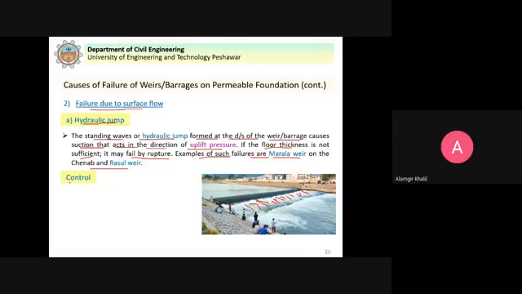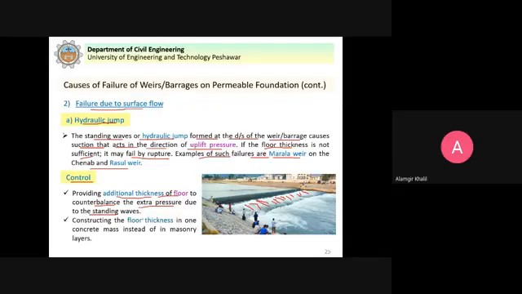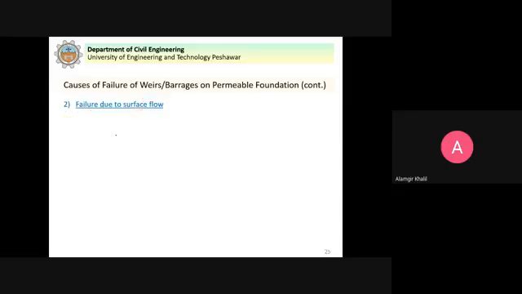So how to control this hydraulic jump? Providing additional thickness of floor to counterbalance the extra pressure due to the hydraulic jump. Constructing the floor thickness in one concrete mass instead of in masonry layers, so that we have a compact unit. So this is due to the surface flow. The structure can fail due to the hydraulic jump, and again due to the surface flow by scouring.